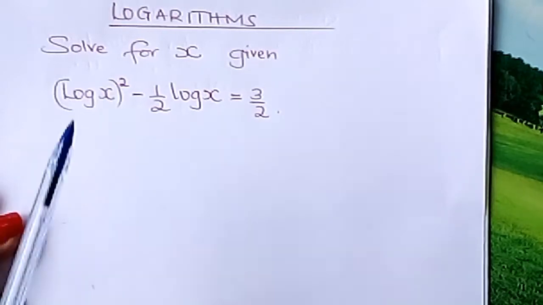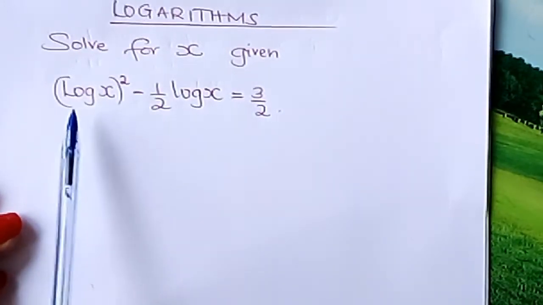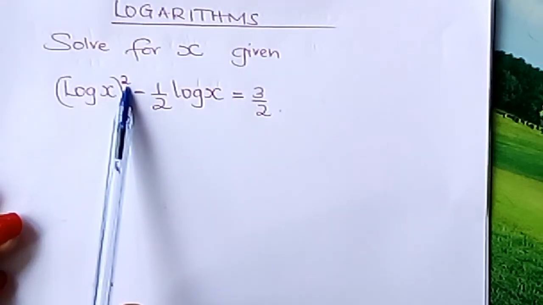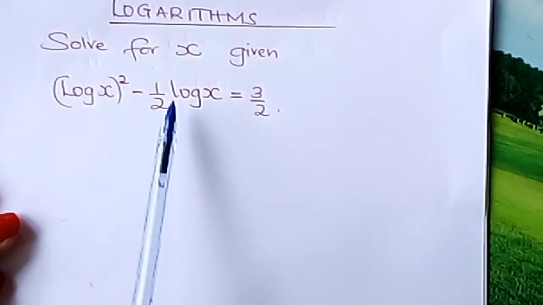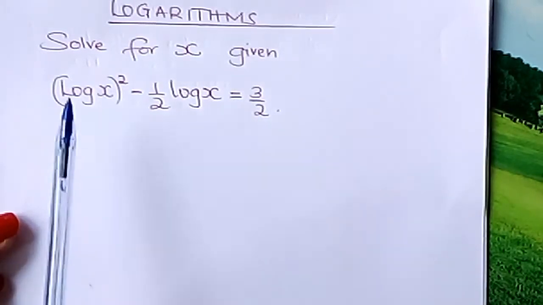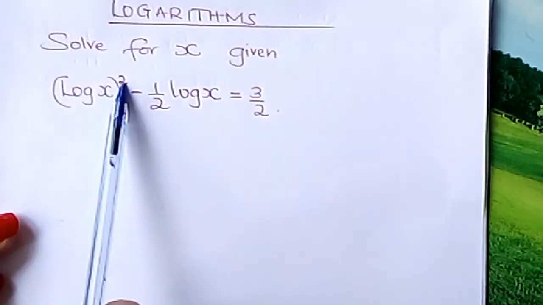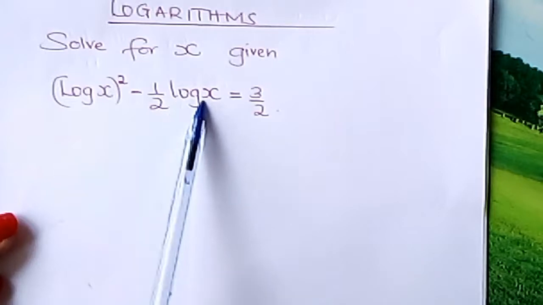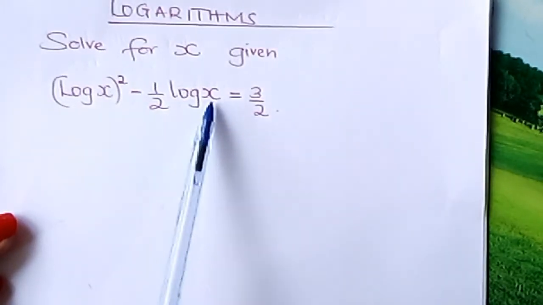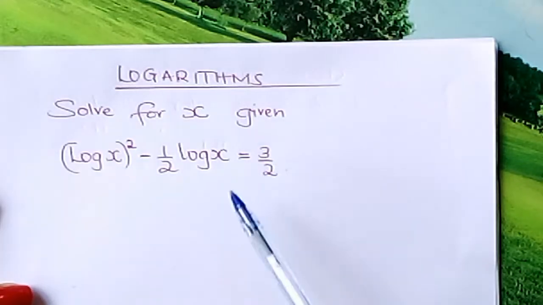So the question is, learner, solve for x given that (log x) squared minus a half log x is equal to 3 over 2. Log x, the whole of it, learner, is squared. Log x is squared minus a half log x here is equal to 3 over 2. How do you go about this, learner?